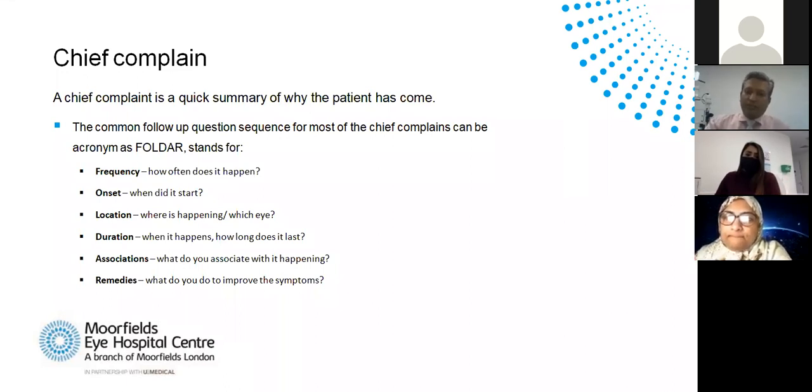And there will be some associated factors and remedies with all the conditions. If we have some idea, like for certain conditions, if I take rest, it goes off. If I sleep well, it goes off. Or if I need to take medication for something. So these are the parts of the chief complaint that we may need to ask subsequently.